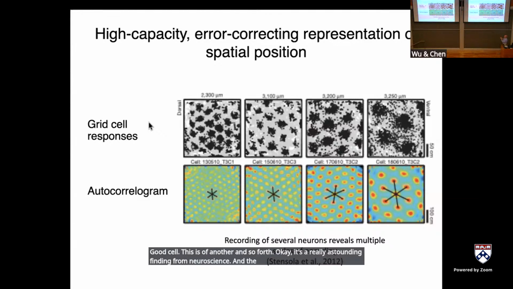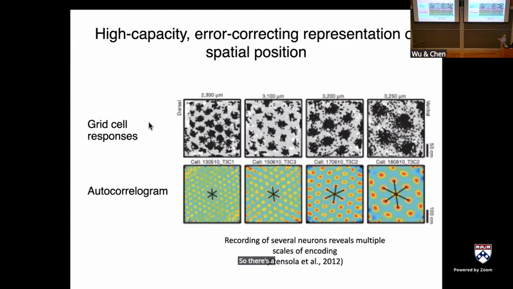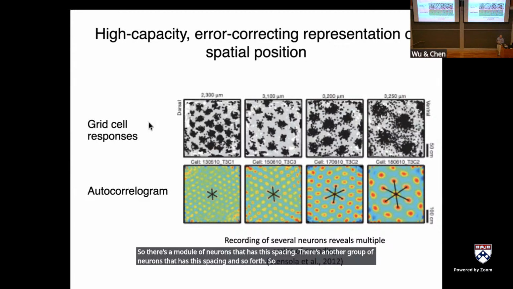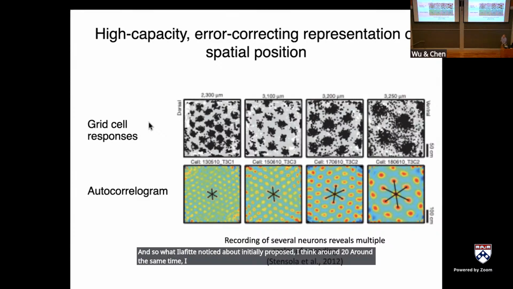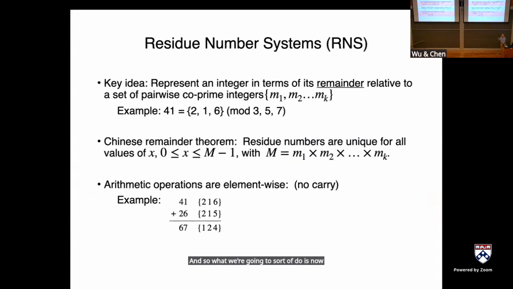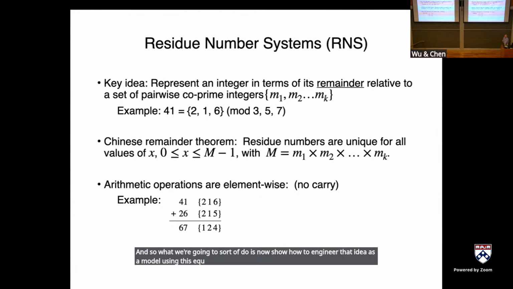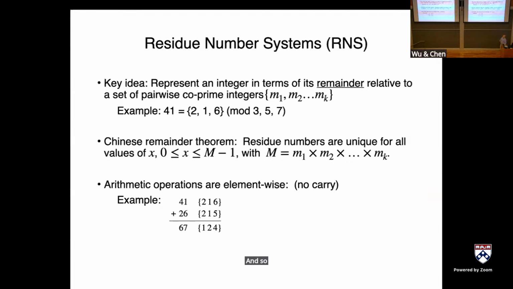And the other most astounding thing perhaps about it is the fact that the scales, the different spacings of these response fields, are discrete. So there's a module of neurons that has this spacing, there's another group of neurons that has this spacing, and so forth. So they jump in different sort of discrete scales. And so what E. Lafitte initially proposed, I think around the same time as this paper maybe or so, is that it might be functioning as a residue number system. So what we're going to do now is show how to engineer that idea as a model using this equivariant representation of position using complex phasor vectors. So first of all, what's so great about residue number systems?